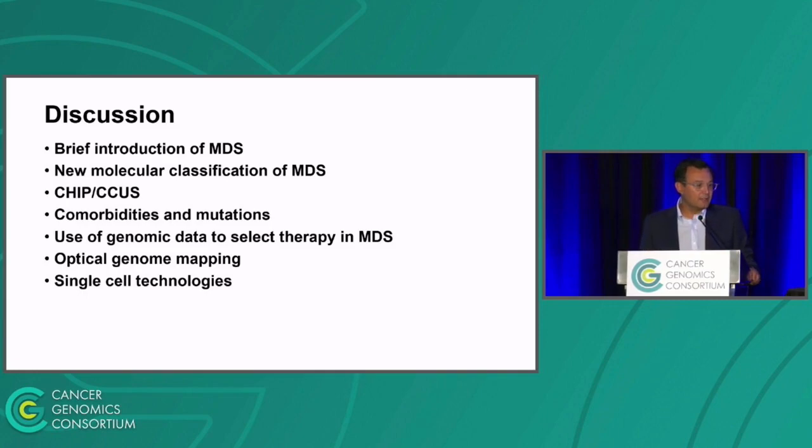Here you see the agenda. I was not sure about the audience, so I'll have a brief introduction to myelodysplastic syndrome. I'm going to discuss this new molecular classification of MDS called the IPSS-M. I'm going to talk a little bit about clonal hematopoiesis and clonal cytopenia of unknown significance. I'm going to give you a vignette that to me is very important, the correlation between comorbidities and mutations, and how we actually used this kind of data for selecting therapy in myelodysplastic syndrome.